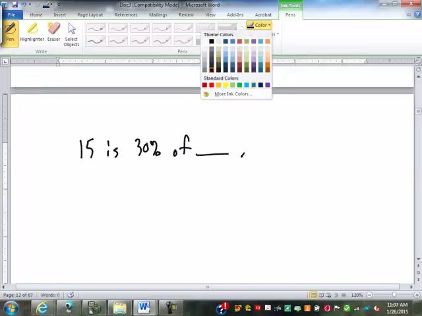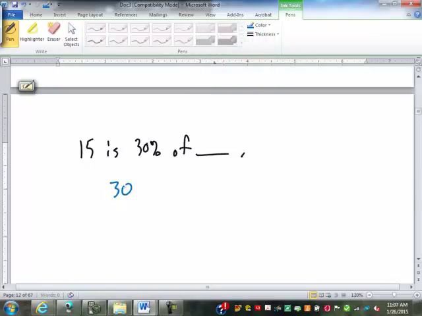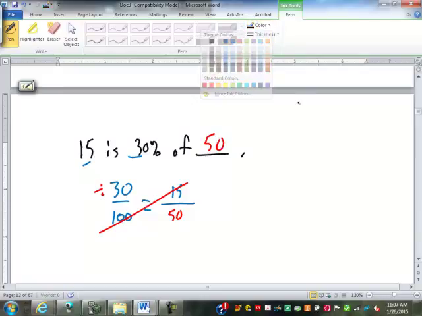Or we have one like this. We have the percent again, so 30% is 30 out of 100. 15 is 30% of blank, so 15 is 30%. The 15 goes with the 30. We will cross multiply. 100 times 15 divided by 30 is 50. So it's 30% of 50. What do you think? Perfect. Now, this is using the proportion.